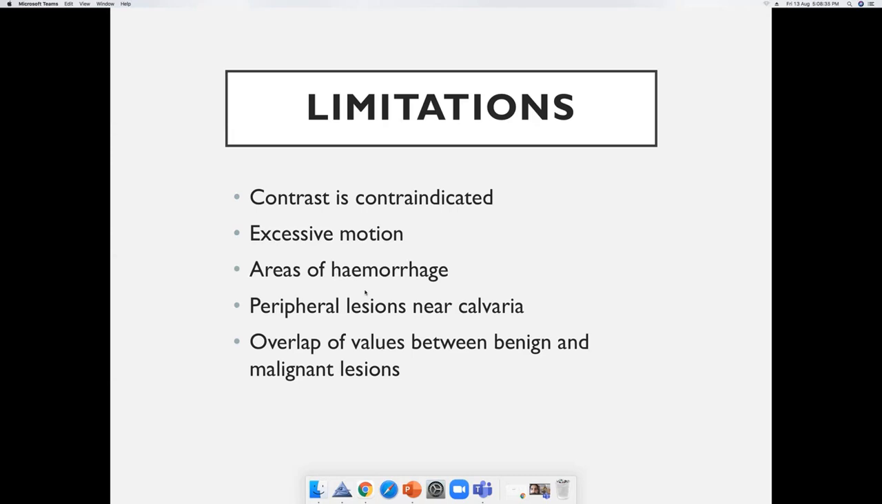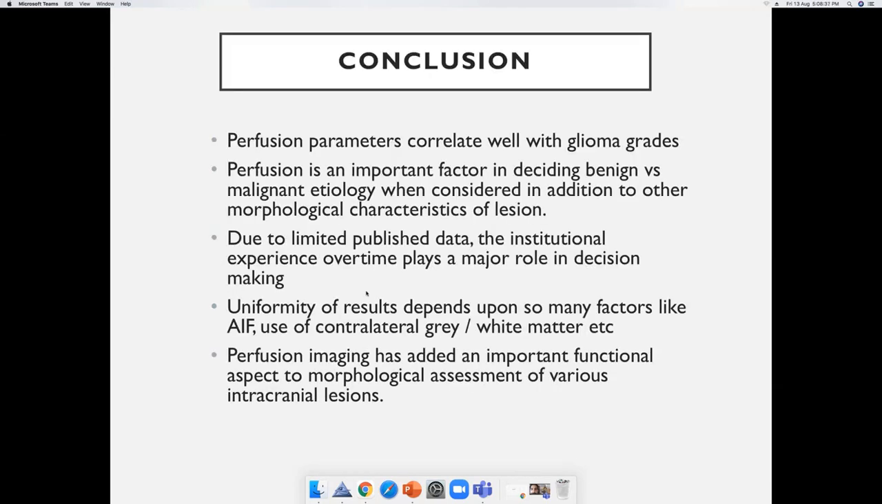And now the last thing, my conclusion: perfusion parameters correlate very well with glioma grades. They are an important deciding factor between benign and malignant etiology. Due to limited published data, the institutional experience is very important. Uniformity of results depends upon so many factors, like AIF, but they have really improved over time. Perfusion imaging has added an important functional aspect to the morphological assessment of various intracranial lesions. Thank you very much.